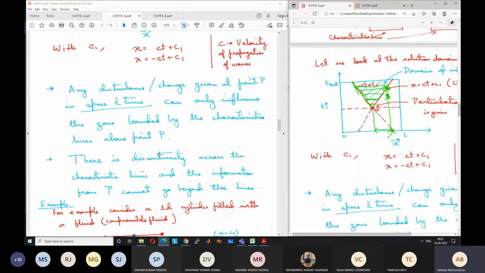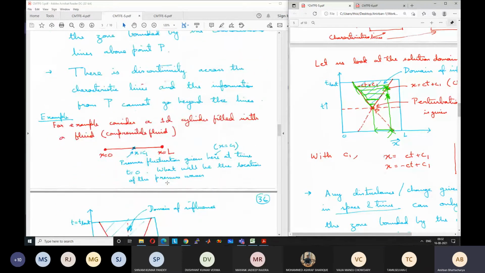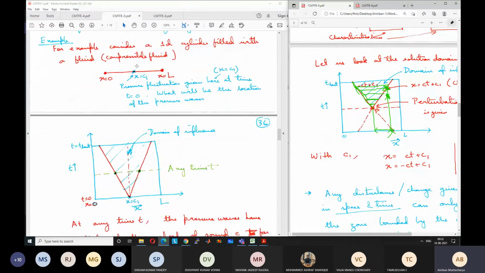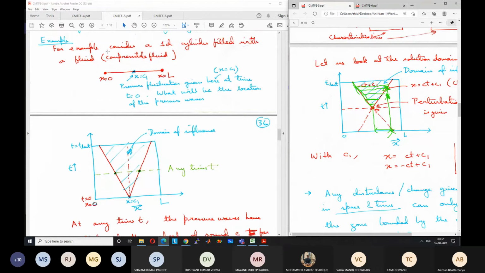For example, consider a 1D cylinder. Again, the same example, a 1D cylinder filled with fluid, compressible fluid. Why have I written here compressible fluid? What will happen if this is not a compressible fluid, an incompressible fluid?